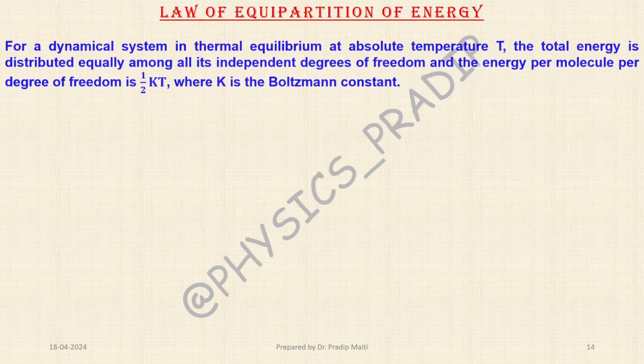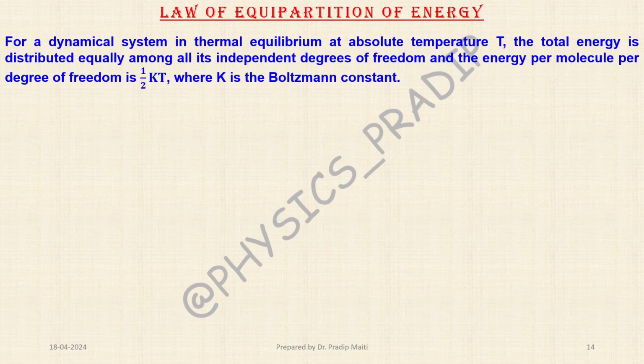Now the law of equipartition of energy: for a dynamical system in thermal equilibrium at absolute temperature T, total energy is distributed equally among all its independent degrees of freedom, and the energy per molecule per degree of freedom is half kT. So remember this value, it is half kT, the energy distributed per degree of freedom per molecule, where k is the Boltzmann constant.